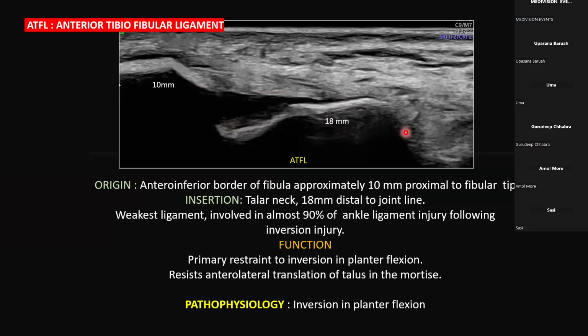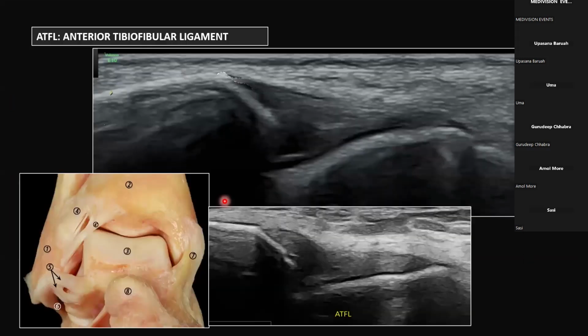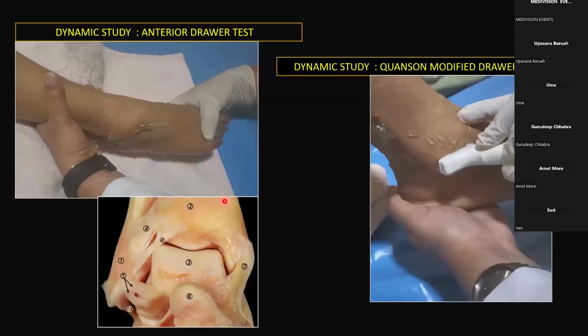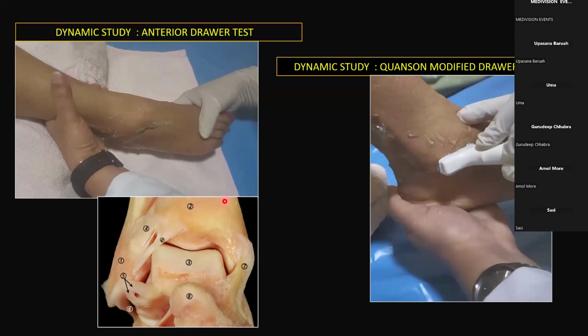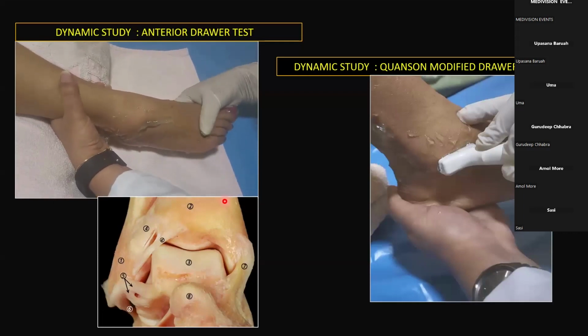And the pathophysiology: when there is inversion in plantar flexion, it has a superior band and an inferior band. And we can do the dynamic study like the anterolateral drawer test, as we all know, keep the leg fixed and place the foot in plantar flexion and pull it down. Then we can scan the area. And other than that, there is a modified study, the Swanson modified test, where we grab the calcaneus, then push it frontward. At the same time, our other hand will be free to scan the area.